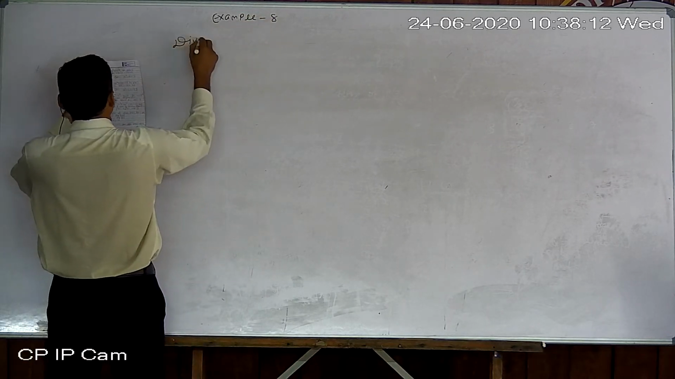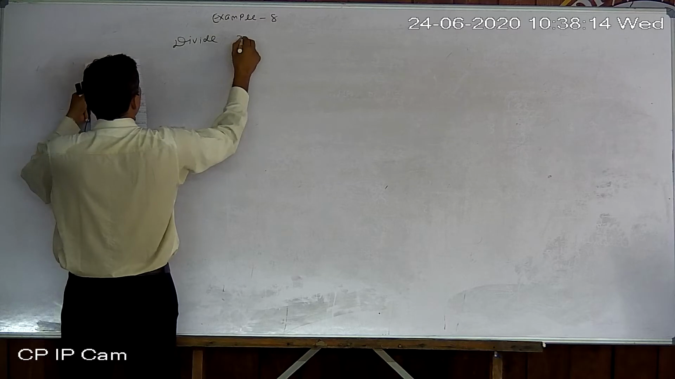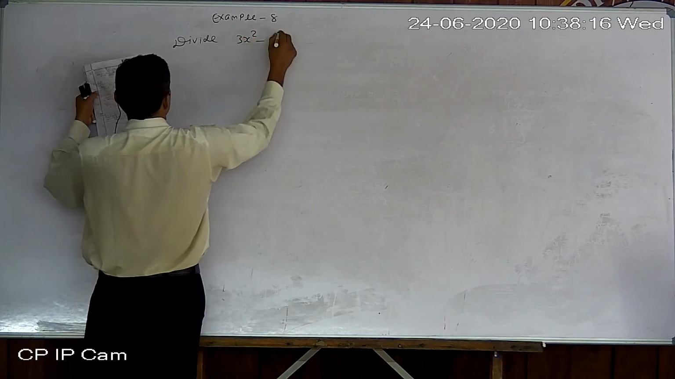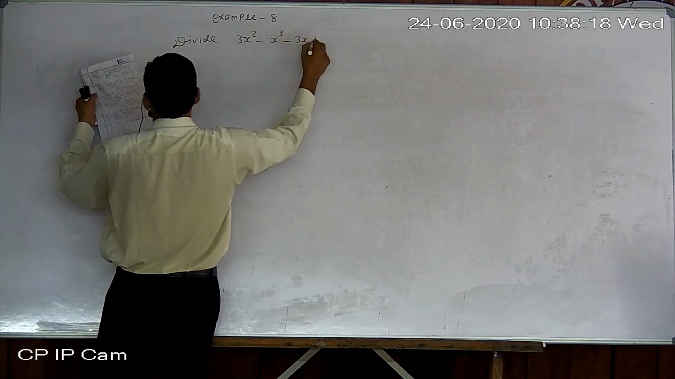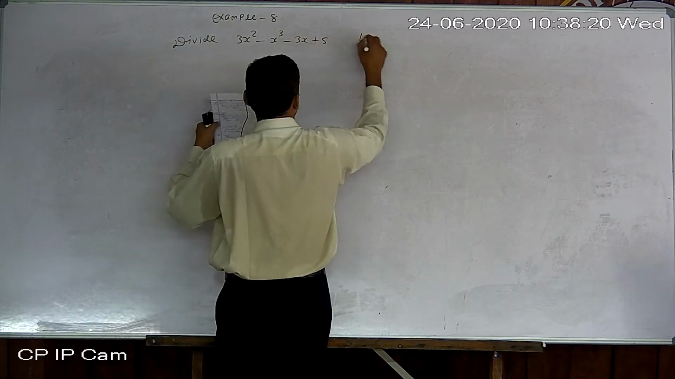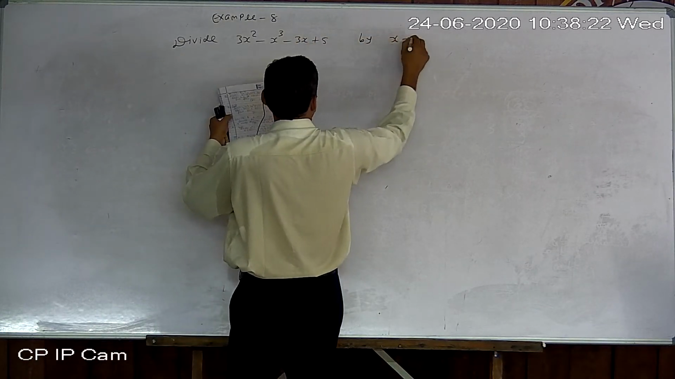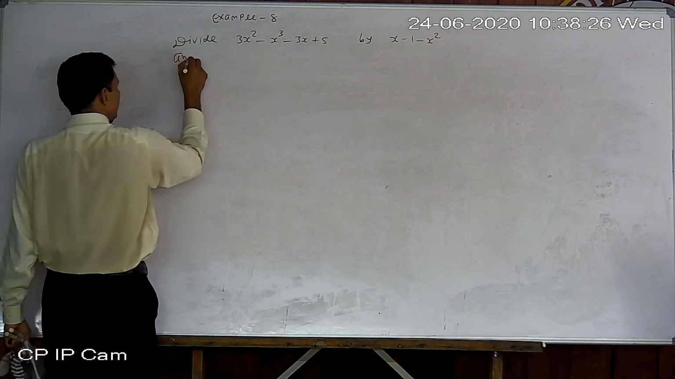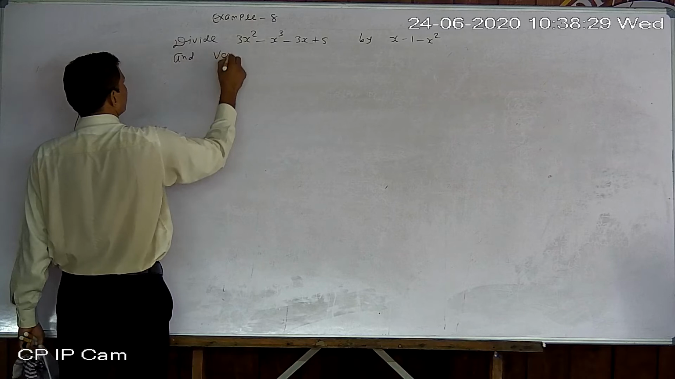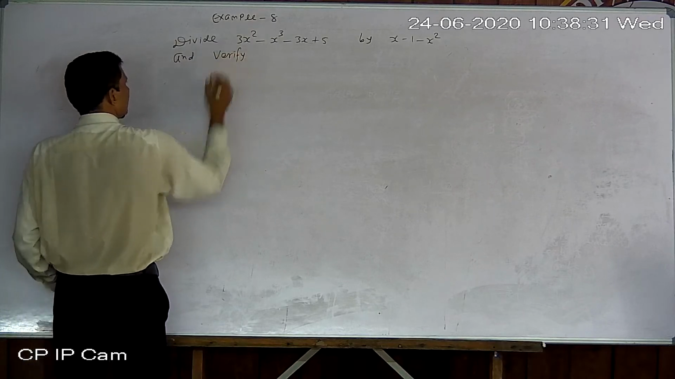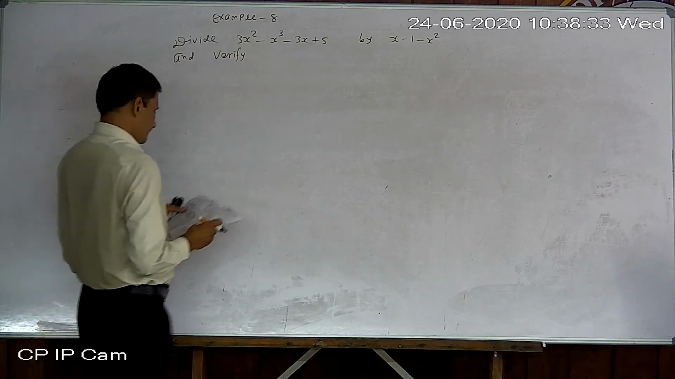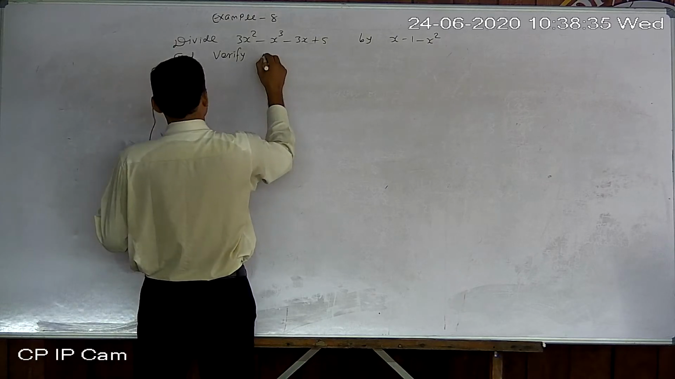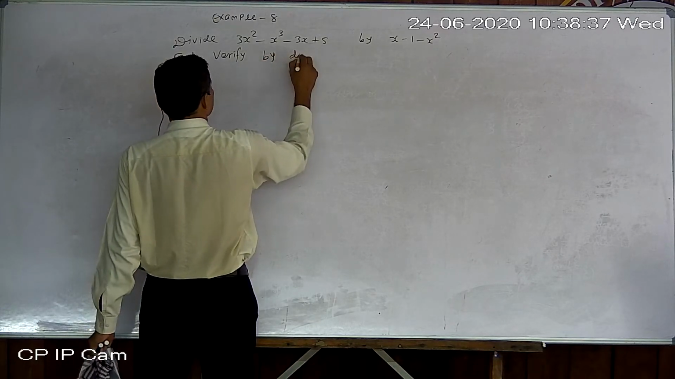Divide 3x square minus x cube minus 3x plus 5 by x minus 1 minus x square, and that part is new. Verify by division algorithm.